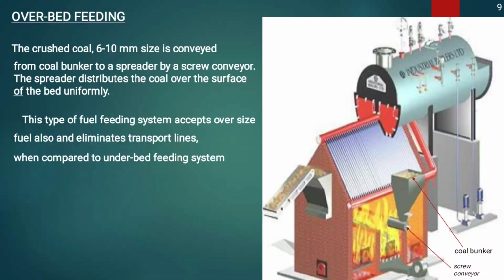Over bed feeding: the crushed coal of 6 to 10 millimeter size is conveyed from the coal bunker to a spreader by a screw conveyor. The spreader distributes the coal over the surface of the bed uniformly. This type of fuel feeding system accepts oversize fuel also and eliminates transport lines when compared to the under bed feeding system.